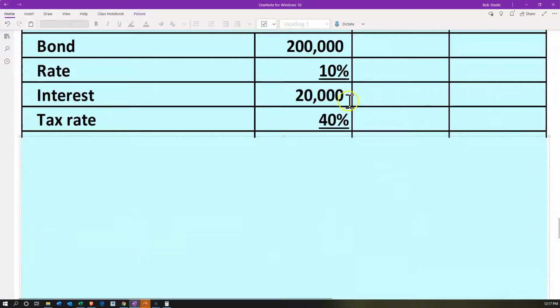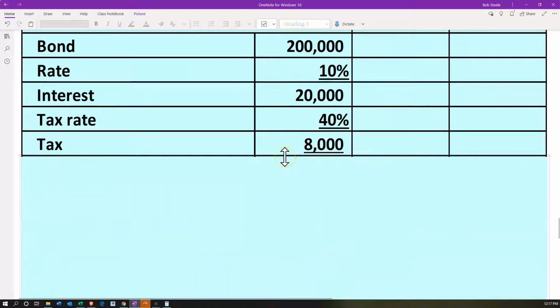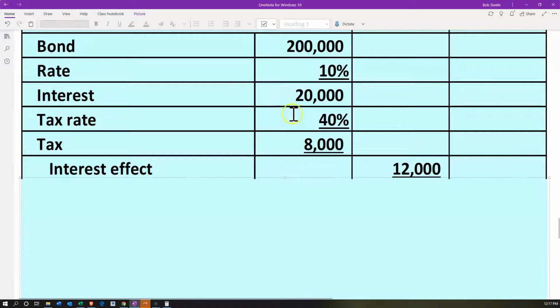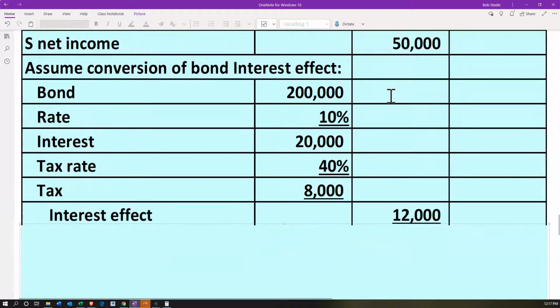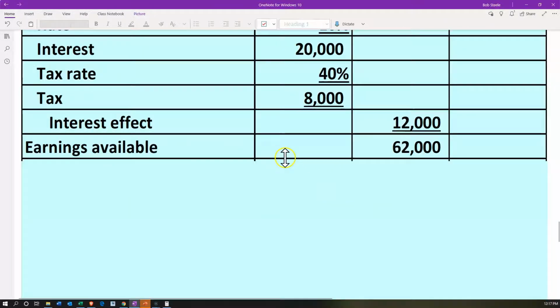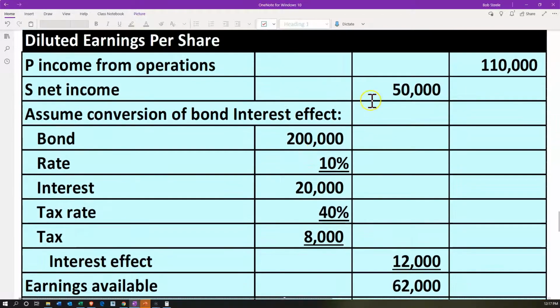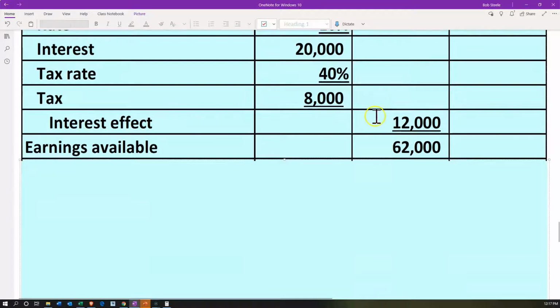So we'd have to pay 20,000, but then we'd get a 40% basically, deduction for it. So that's 8,000, 40% of the 20,000. And therefore the tax effect is the 20,000 minus the 8,000 or the 12,000. That's the interest impact that we're going to be then including in with the 50,000 if there was a conversion. So then we're going to say the earnings available are going to be 62,000, which of course is the S's earnings, net income plus the interest effect for the 62,000.